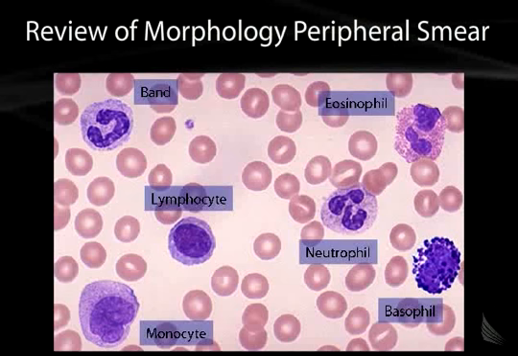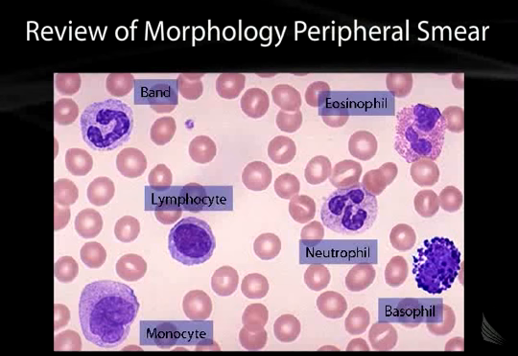Up in the upper left-hand corner, you can see a band form, which is a premature form of a neutrophil, which can be seen in the setting of an acute infection or any kind of inflammatory state. Basically, a band form is a neutrophil that just hasn't had time to mature all the way to its final stage.